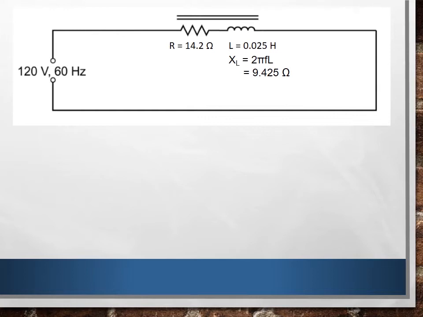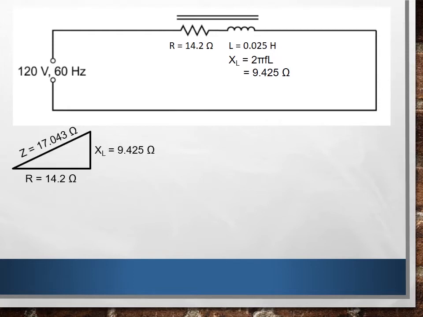Okay, so as I mentioned earlier, my first step is to find my inductive reactance, my XL. So I'll use my formula XL equals 2 pi FL and get a total inductive reactance of 9.425 ohms. Since I have my XL and I have my R, I can now go ahead and do my impedance triangle. Using Pythagoras' theorem, it will give me my total impedance of the circuit, Z equals 17.043 ohms.